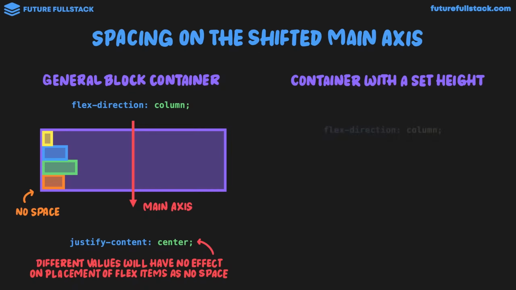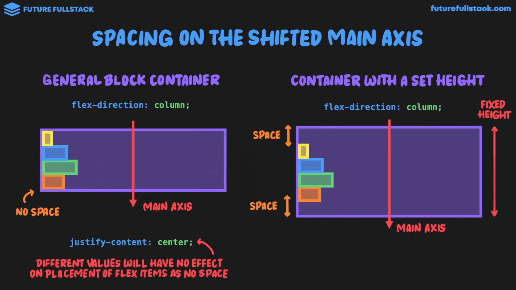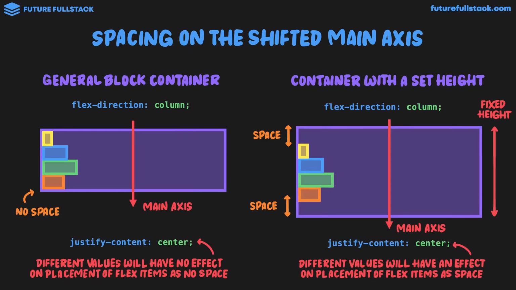Again, we'll set Flex direction column. This will result in our main axis going from top to bottom. Our Flex container has a defined fixed height. We'll pop in our Flex items. And now there is space between our Flex items and the edge of the Flex container. So we can set a value like center for justify content, and different values will have an effect on placement of Flex items as there is now space.